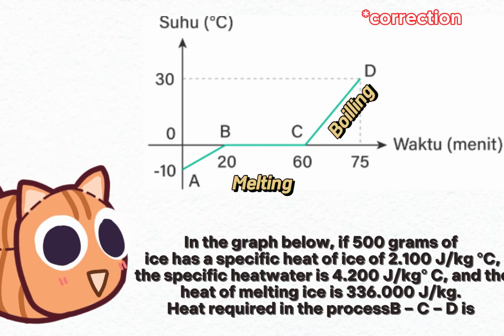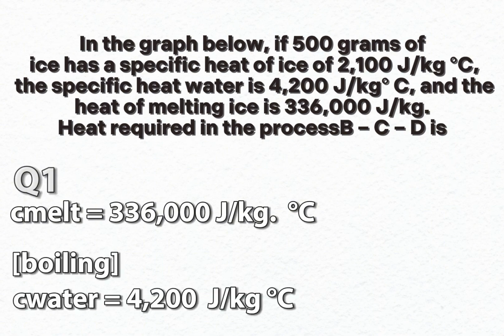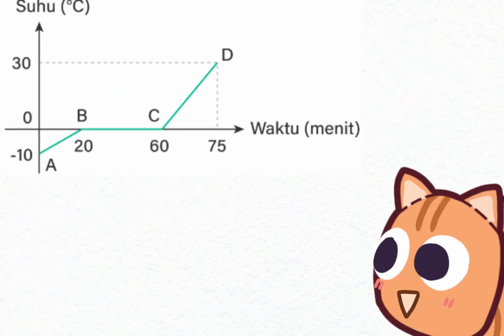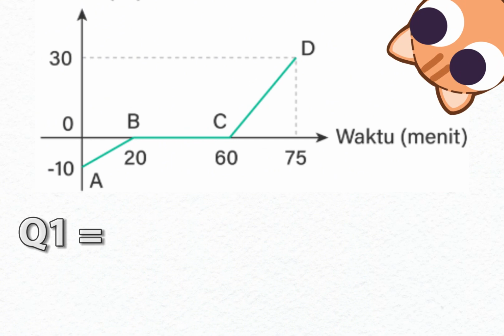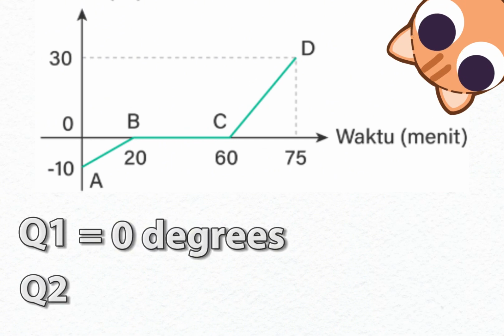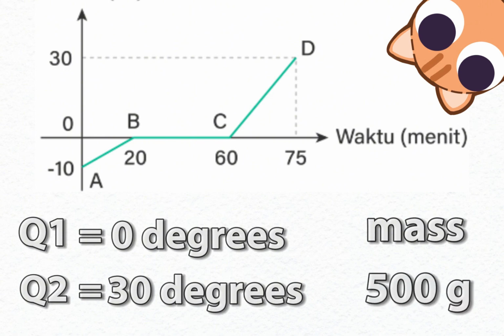Now, the text gave us information of the C of melting, let's call that Q1, and the C of water, let's call that Q2. All we need to know now is the temperature differences and mass of the item, with the temperature difference of Q1 being 0 and the temperature difference of Q2 being 30 degrees. As for mass, we know that the mass is 500 grams.